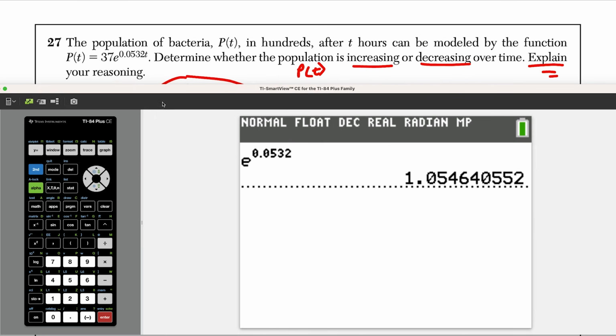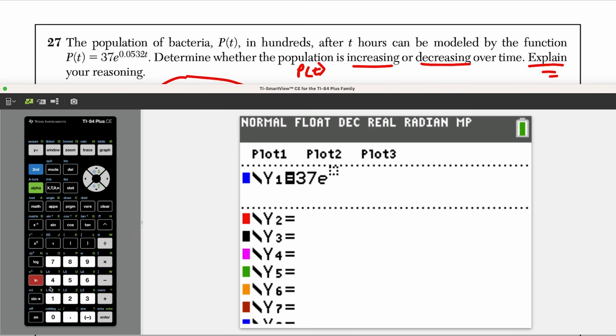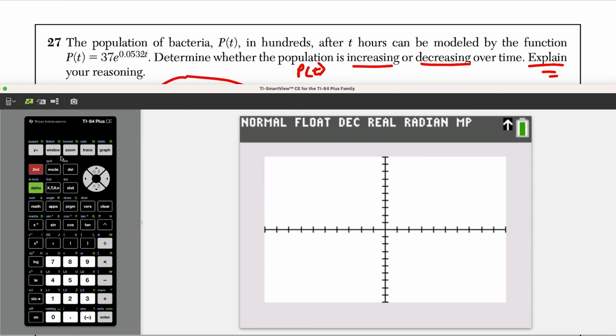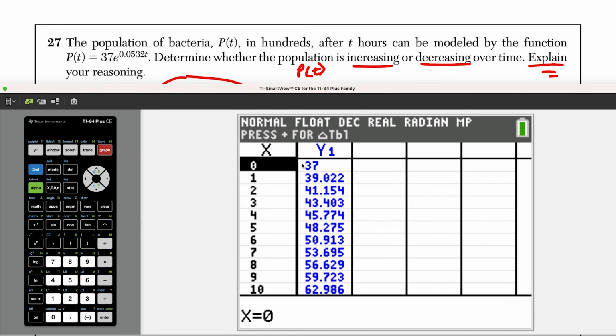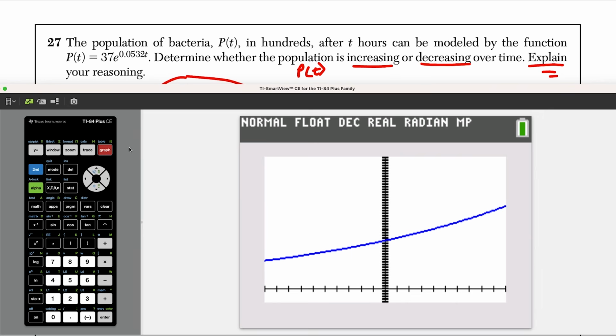Another thing I could do, an alternate method to solve this, is to type in the original function. That's 37 e to the power 0.0532, and then I tack on the variable t. Now when we press graph, notice we don't see anything. If we press second graph, the table starts at 37 and it starts to go up. So I would go to the window setting and make the y maximum, let's say, 100. Now I press graph, and you see how we can now see that this is exponential growth.